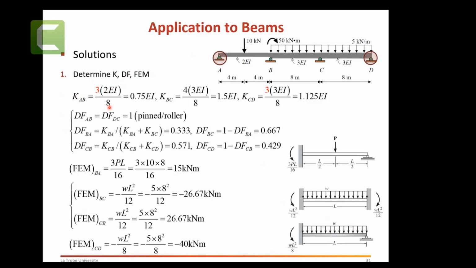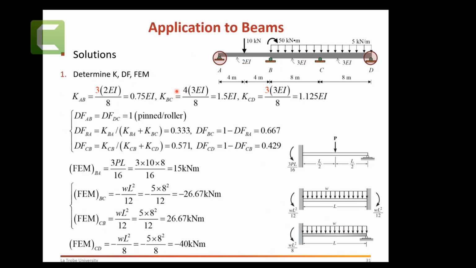3 EI on L. Now on here, your EI would be changed to 2 EI. You can see that 3 EI on L and 3. Why is 3? Because you can see this far end is a pin, so you can't use 4 EI over L. You need to use 3 EI over L and change to 2 EI, and you get stiffness 0.75.